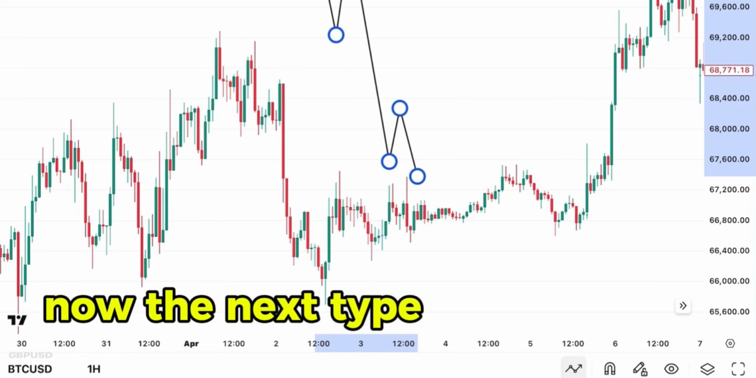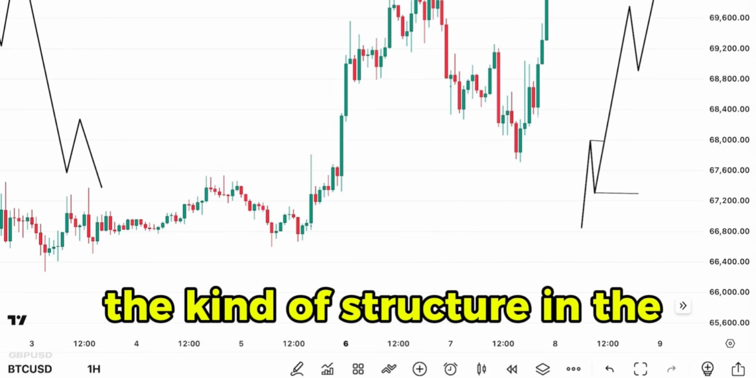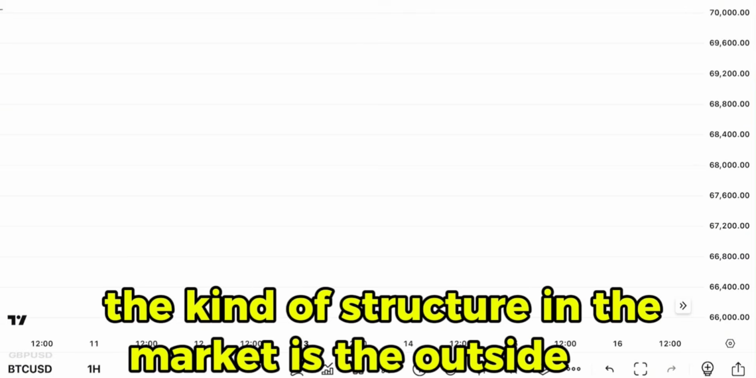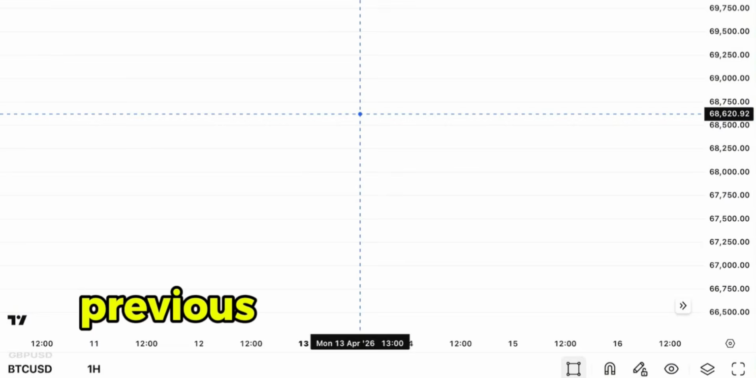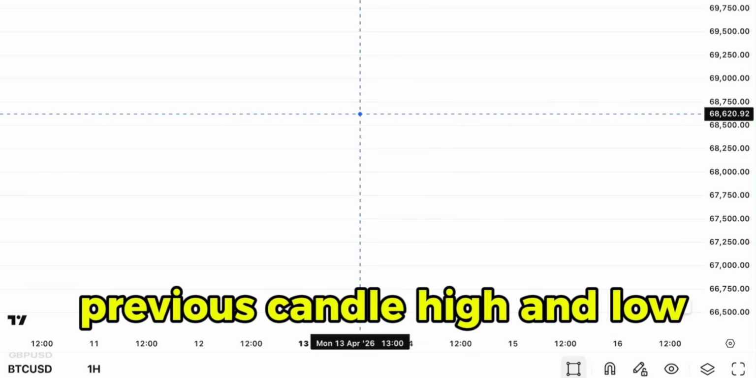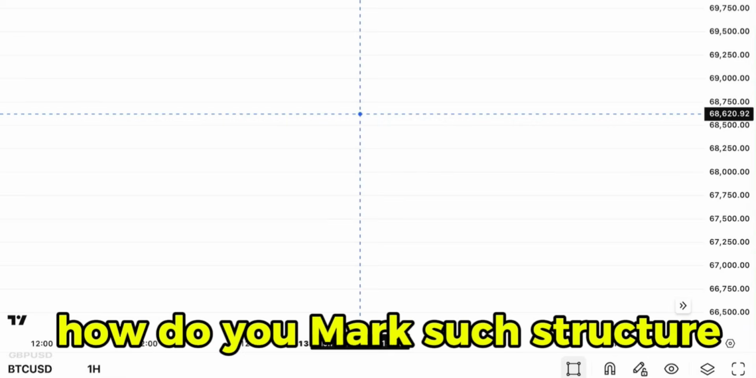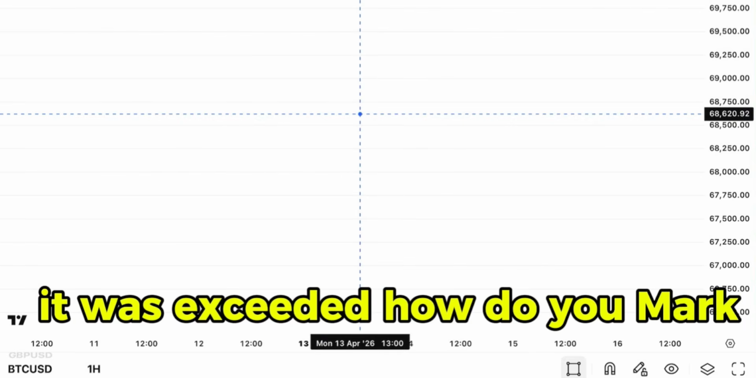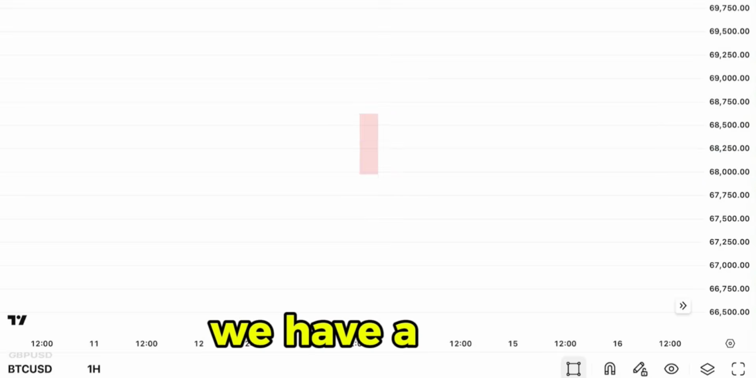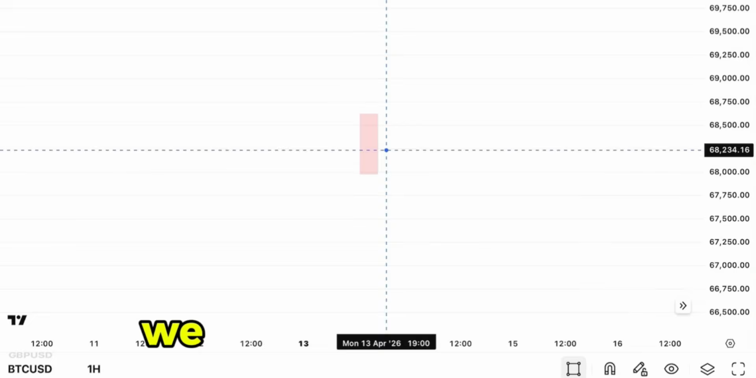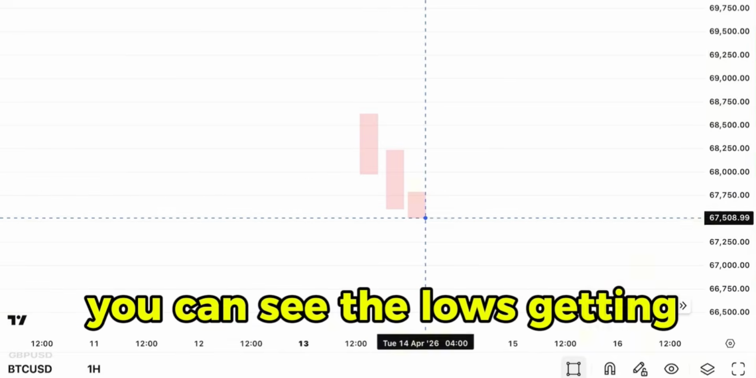Now, the next type of candlestick pattern that we are going to identify, to understand the kind of structure in the market, is the outside bar. In a situation where the previous candle high and low gets violated, how do you mark such structure? It was exceeded. How do you mark such structure? Now we have a candlestick pattern here. We have a candle. We have another candle. We have another candle. You can see the lows getting broken.